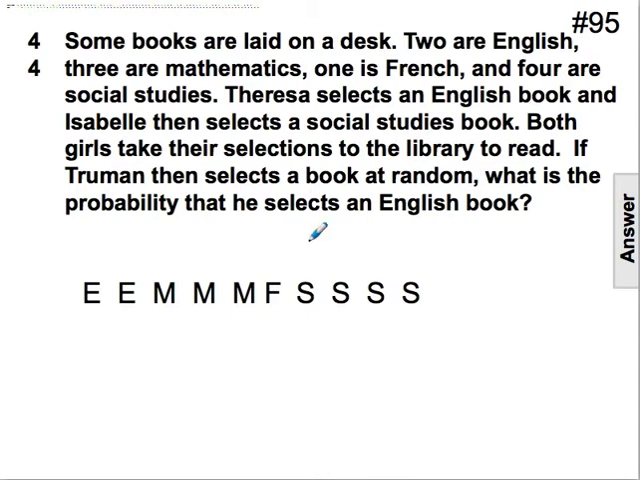So let's see what happened again. Teresa selected an English book, and Isabel selected a social studies book, and then they left. So those books are gone now. 1 English and 1 social studies. And then we're going to do favorable over total again. And in this case, what we want to know is for an English book. And there's only 1 English book left, out of a total of 1, 2, 3, 4, 5, 6, 7, 8 books total. That gives us a probability of 1/8.